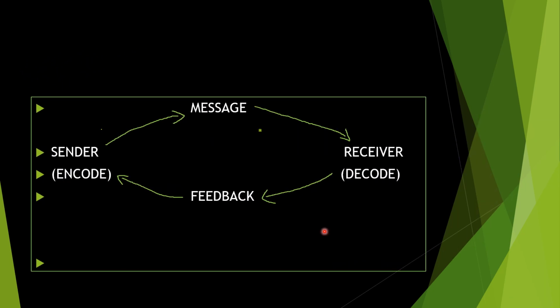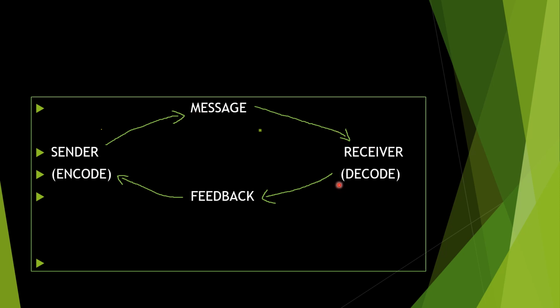Now, this is the diagram showing how it is going on. The sender, you can think, is a teacher. The teacher is delivering the lecture, that is the message, to the receiver. The receiver is the students. Otherwise, it may be a leader. A leader is speaking to a group of people, and the group of people is the receiver.